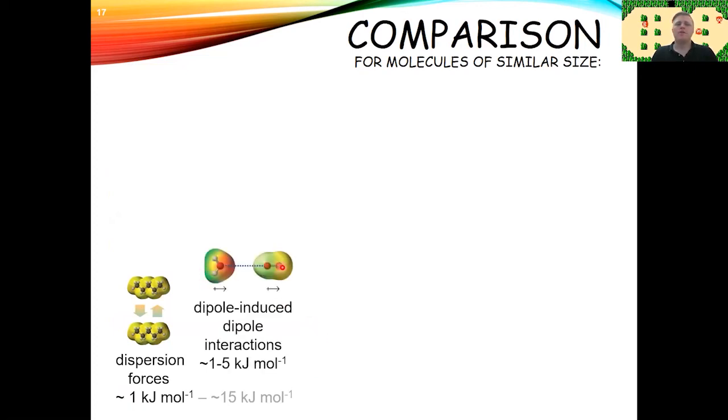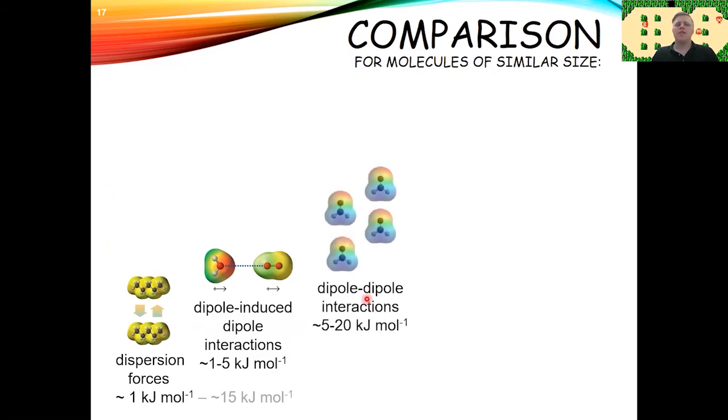Next come dipole-induced dipole interactions, and these range in strength from about 1 to 5 kilojoules per mole. So on the low end, they're about as strong as a dispersion force. On the high end, they're about 5 times stronger. You then have dipole-dipole interactions, which range between about 5 and 20 kilojoules per mole. And by this range, of course, I mean different molecules are going to have different dipole-dipole interaction strengths. So this isn't saying that in this molecule, this dipole strength would range from 5 to 20.